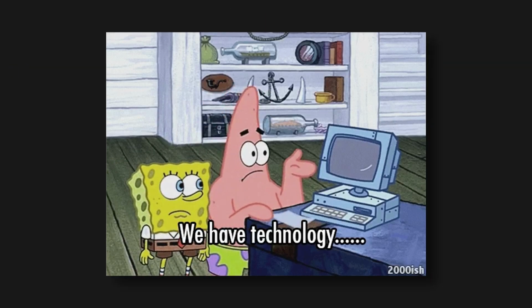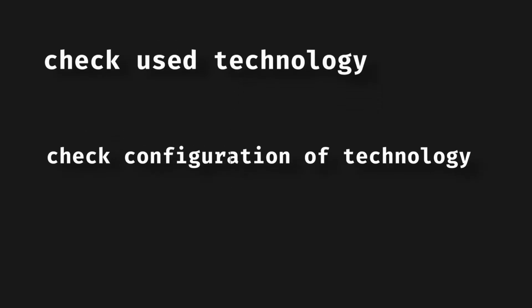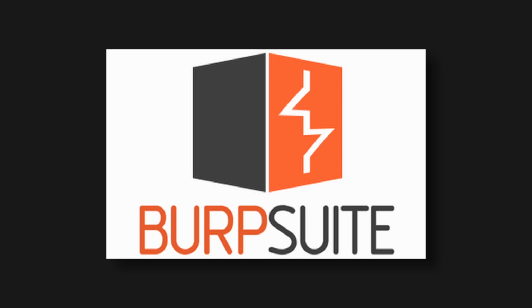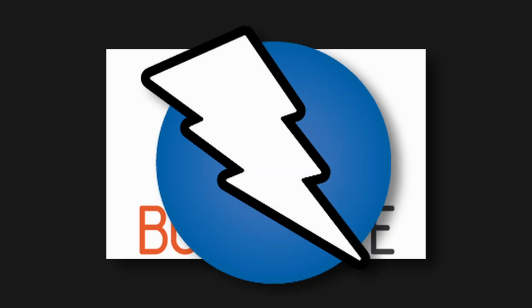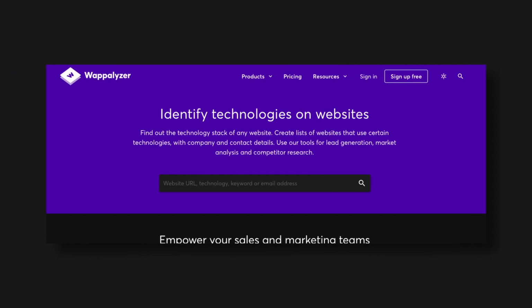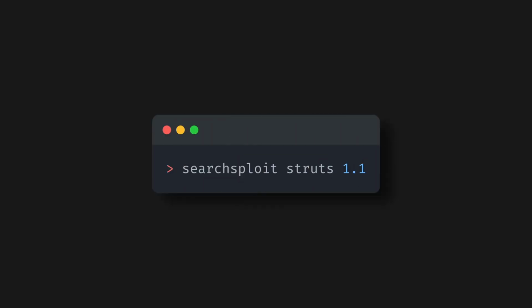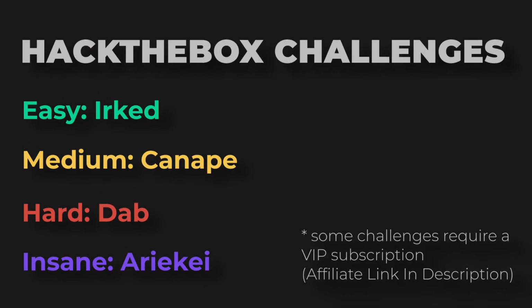To find this vulnerability, try to find out what technologies the app uses and how they're configured. There are many tools available for this, such as built-in browser developer tools, command line tools like curl and nmap, and specialized security tools like Burp Suite and OWASP ZAP. And there are even some browser plugins like Wappalyzer. Once you've identified the technologies used by the application, you can check if they have any known vulnerabilities with a tool like Searchsploit. For this vulnerability, check these Hack the Box challenges.